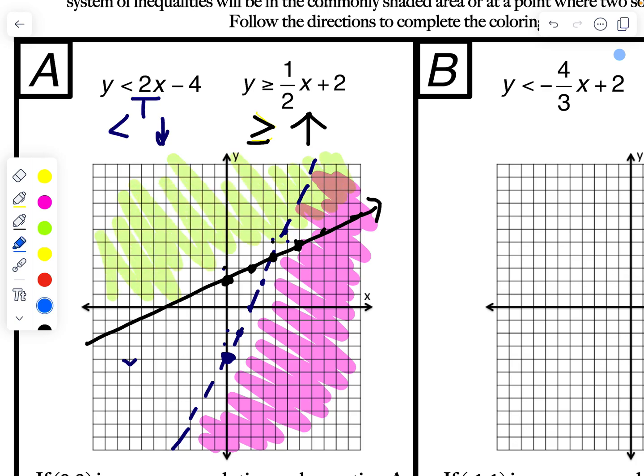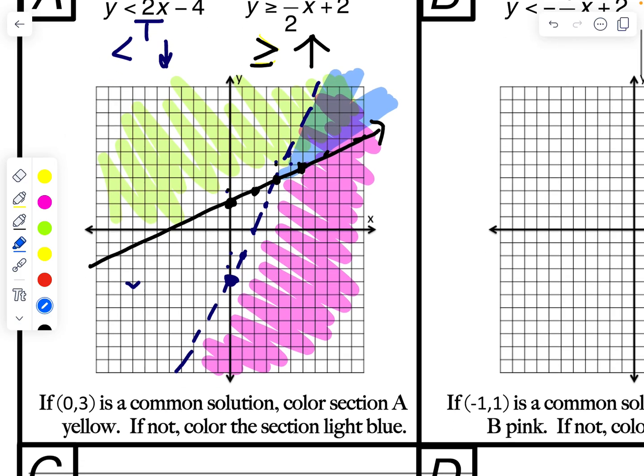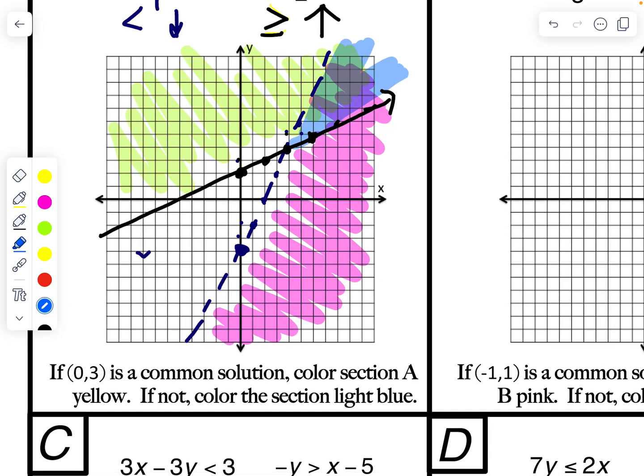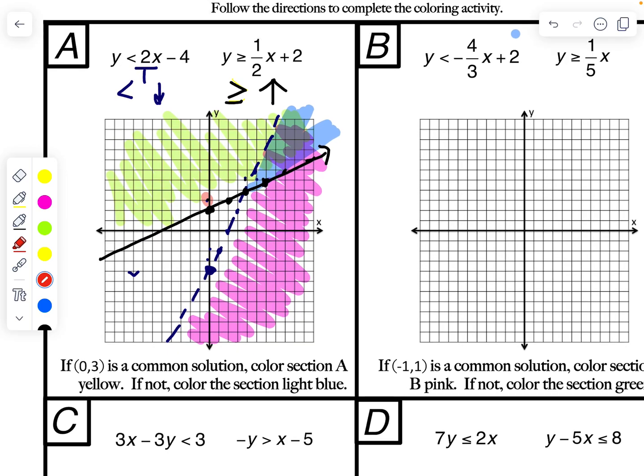And then with blue, I'm going to shade the area where the shading overlaps. So just these points right here would be included in the solution set. I'm not going to worry about the coloring part. It says, is 0, 3 a common solution? Well, 0, 3 would be right here, and that is not in the where the shading overlaps, so that would not be part of the solution set.